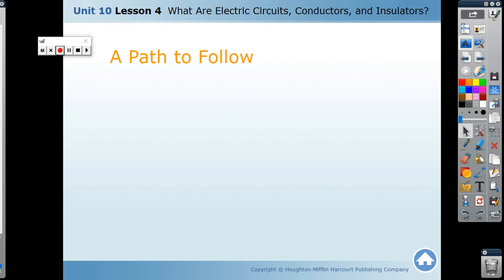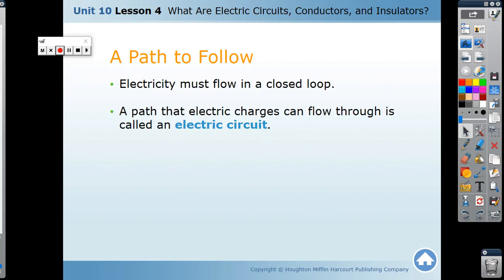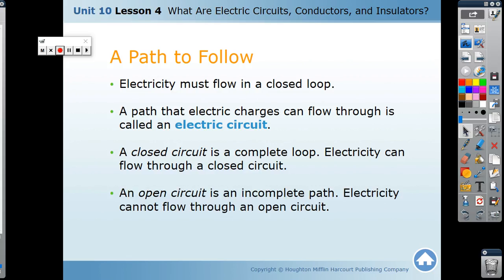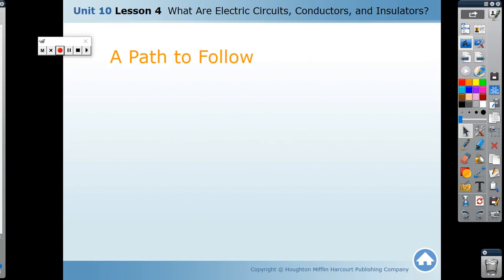Okay, a path to follow, starting on page 504. Electricity must flow in a closed loop. A path that electric charges can flow through is called an electric circuit. A closed circuit is a complete loop. Electricity can flow through a closed circuit. An open circuit is an incomplete path. Electricity cannot flow through an open circuit.